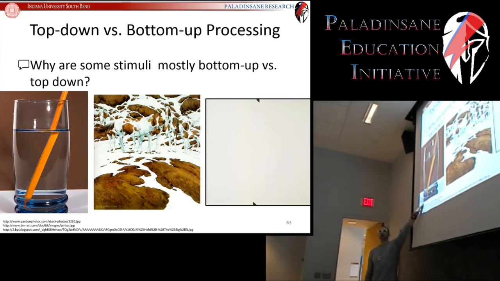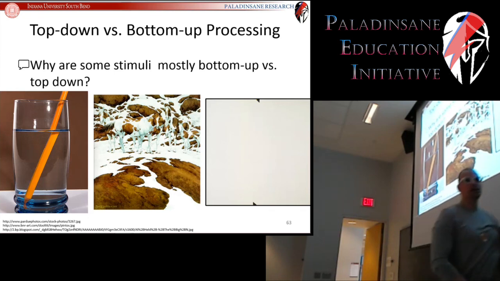Once again, I could explain the diffraction of light to you for months. We could have an entire course on the propagation of light. You would still see that as a broken pencil or a bent pencil. That is because so much information is coming from the stimulus. This is a detailed photograph. We have enough information coming from the bottom up from the stimulus that the top-down processing has a negligible effect. In fact, I would argue it has no effect, right? Because you cannot make that stick look straight.